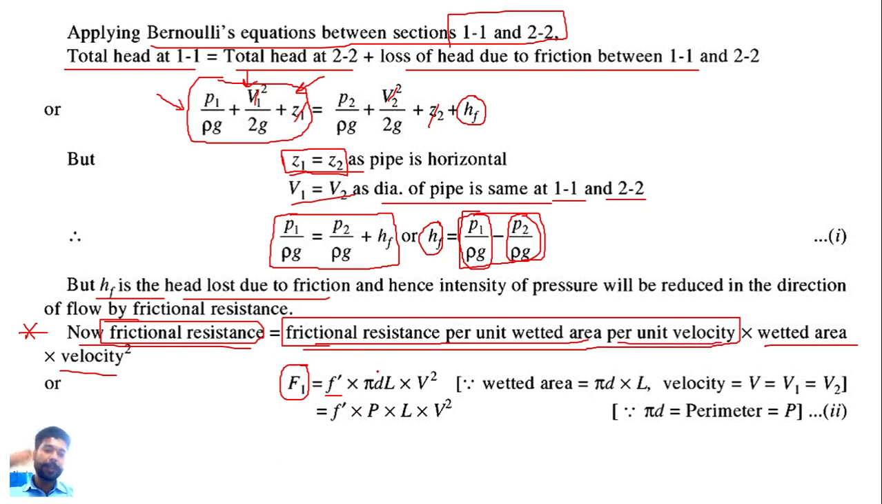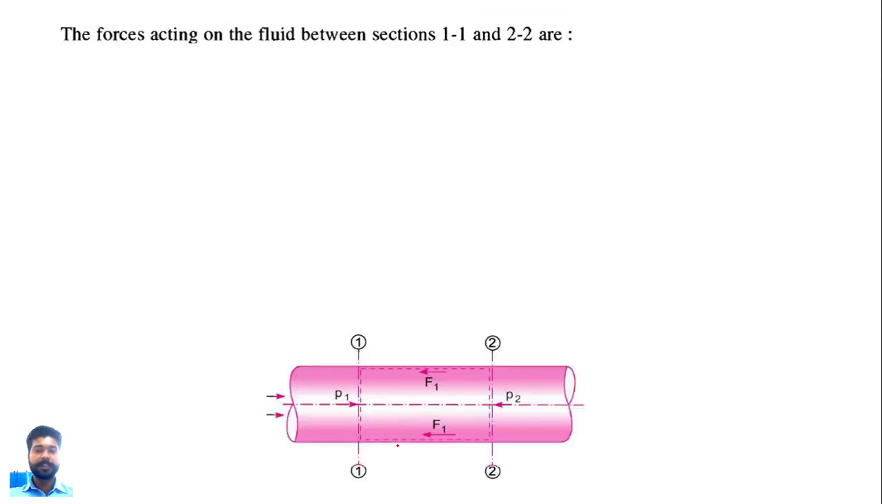The wetted area is the perimeter of this circular pipe times length, that is pi d L, into V squared. So here pi d is the perimeter, which is replaced by P, and the remaining term L is put over here, L into V squared. So here it is F1.